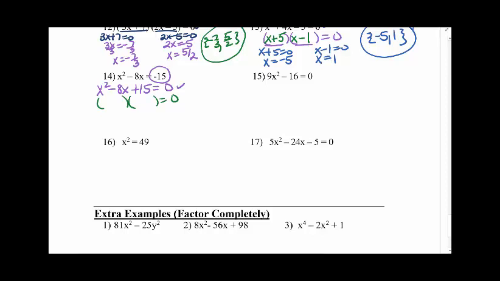Leading coefficient's a 1. So again, this is one I want you to do in your head. The signs should be both negative because if this last sign is positive, they have to match the middle. Choices for 15 would be 1 times 15. That's not going to give me 8. The other obvious choice should be 3 and 5, and when I add those together, that will give me the -8. So now I take each different factor, set it equal to 0 and solve.